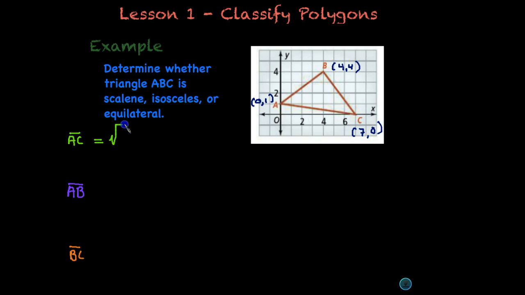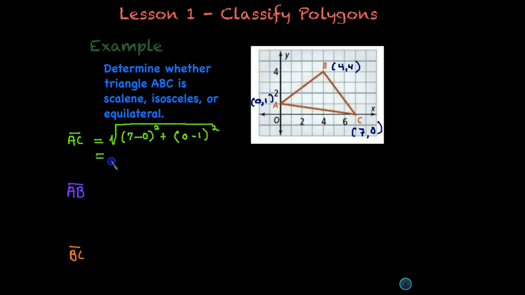Remember that the distance formula is the square root of the change in our x-coordinate squared plus the change in our y-coordinate squared. So if I look at AC, if I look at my x-coordinates, I have 7 and a 0. Order doesn't matter because I'm going to square everything, so I should not get a negative. Now for my y-coordinates, I have a 0 and a 1. So I'm taking the difference and I'm squaring it.